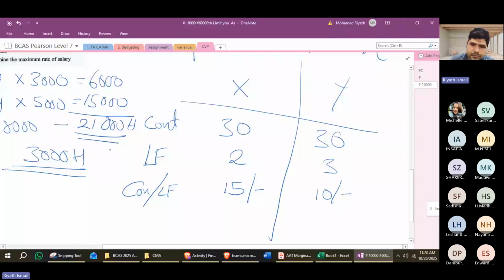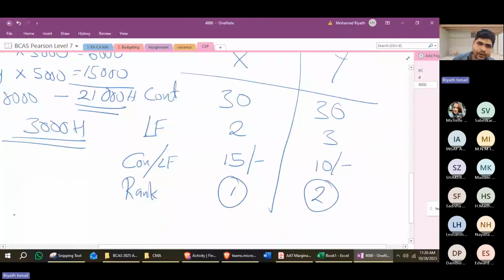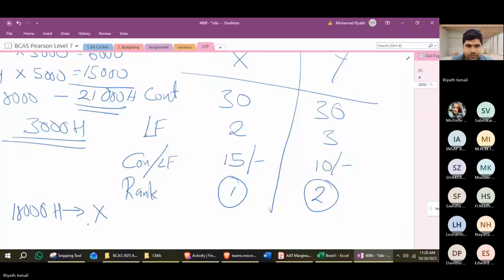When we go to rank, X promises us the highest contribution, and Y is second, right? Can you allocate all 21,000, all 18,000 hours to X? Is it possible? Can you allocate all 18,000 hours? No. Why is that? They need only 6,000 hours.